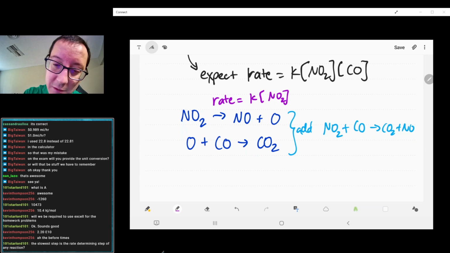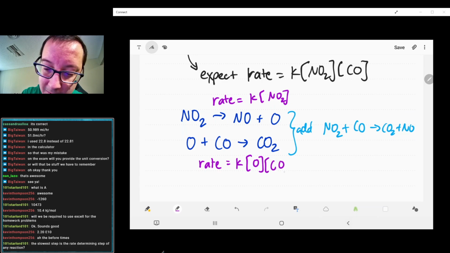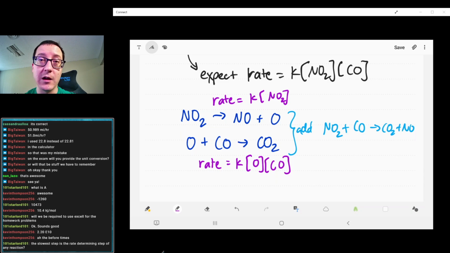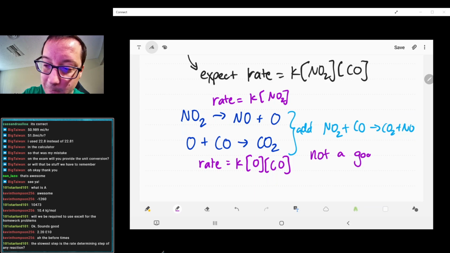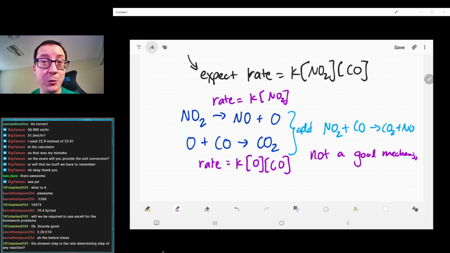Let's go ahead and look at the other one. If we look at this reaction, it would be K times oxygen times carbon monoxide. However, neither of these agrees with our reaction, does it? Or our experimental data. We found that it was K times NO2 squared. So this is probably not a good mechanism. Neither of our particular reactions here would give us the correct rate law.